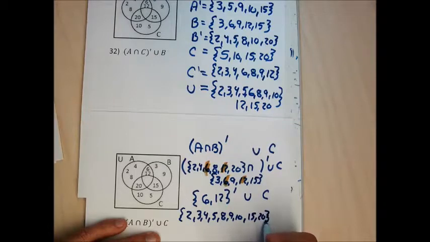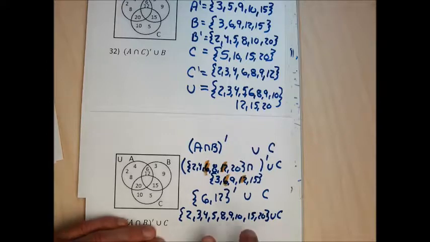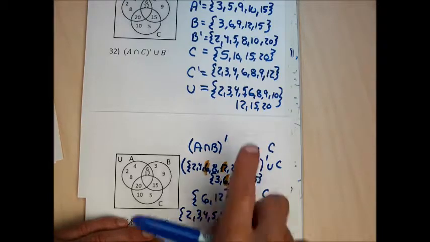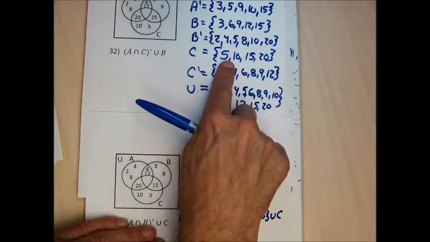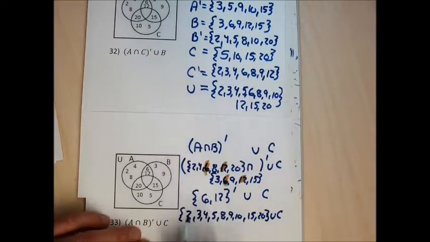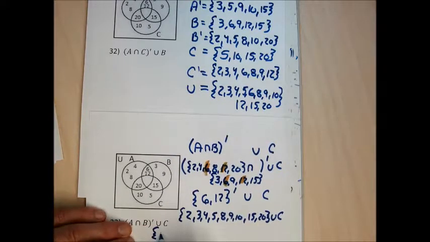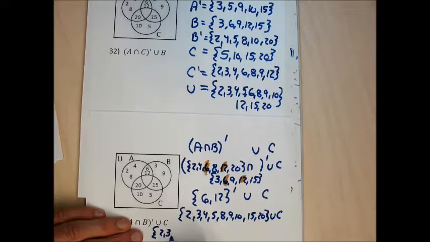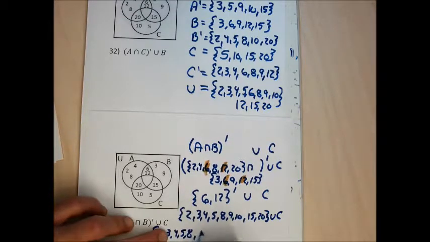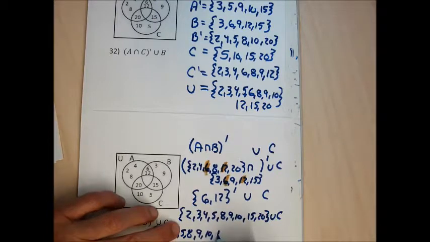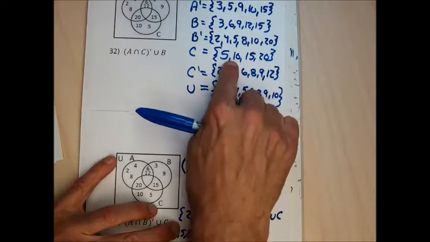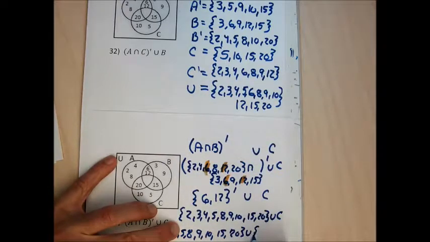Ugh. And then I'm going to union that with set C. So now I'm going to take this disgusting set, write it again, and write C, which is 5, 10, 15, and 20. So now I'm about to union this set 2, 3, 4, 5, 8, 9, 10, 15, and 20 with set C, which is 5, 10, 15, and 20.